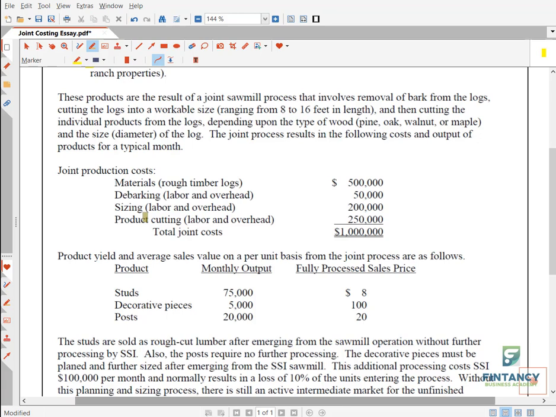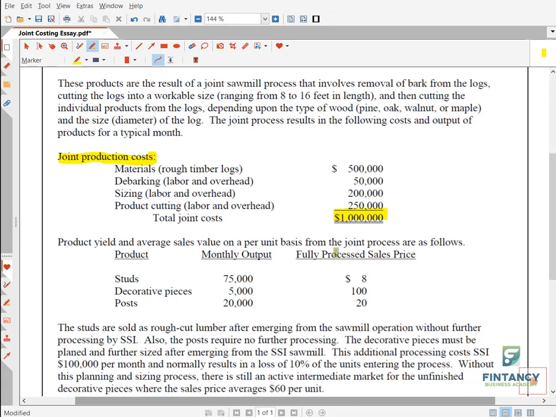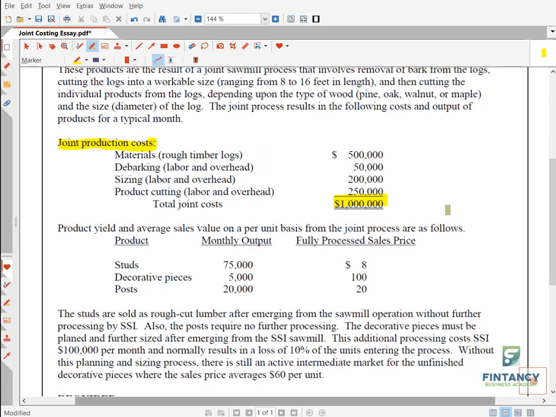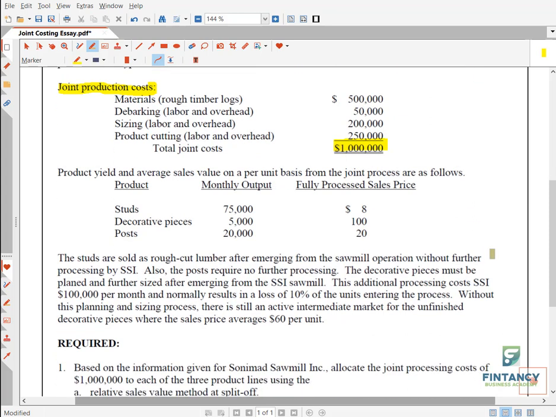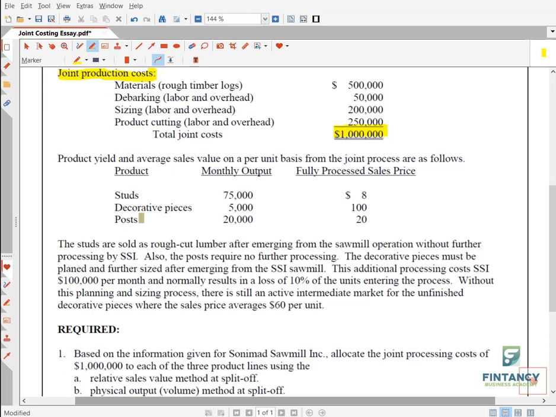The joint process results in the following cost. Now this is relevant for you. How much is the joint cost? Then they gave you different classifications. Again, we don't need the classification. We need the total directly, because they are saying material, labor, overhead, labor, overhead, labor, overhead. Then they say product yield and average sales value on a per unit basis from the joint process are as follows.